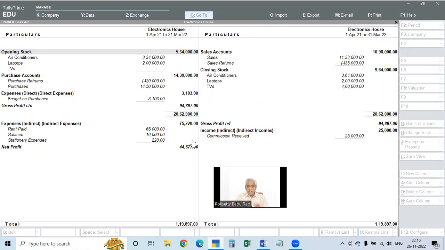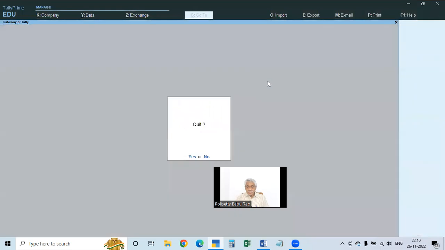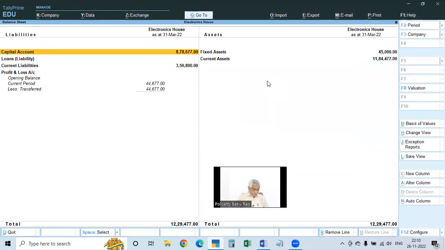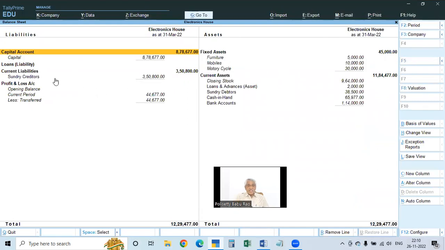It will show the list of the assets and liabilities. It is only a list. It is a statement. There is really no debit or credit. That is why it is not called an account. I will show you that also. It is called only a statement.